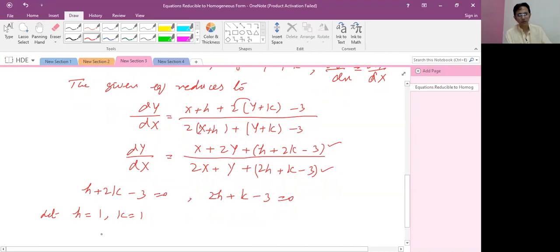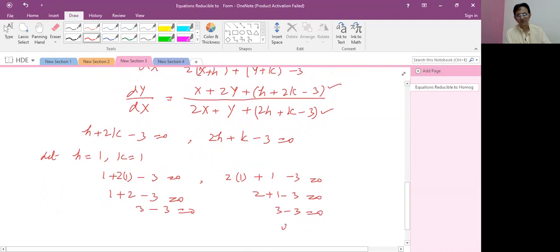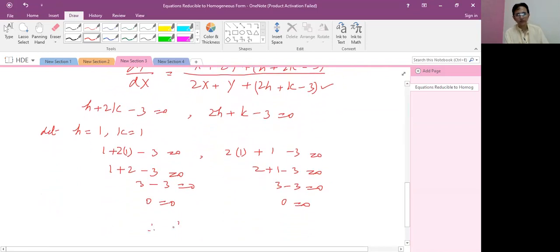1 plus 2, 2 plus 1. If we put it here, 1 plus 2 minus 3, 3 minus 3 equals 0. It means 0 equals 0. This will be removed. So after that, d capital Y upon d capital X equals (X plus 2Y) upon (2X plus Y).